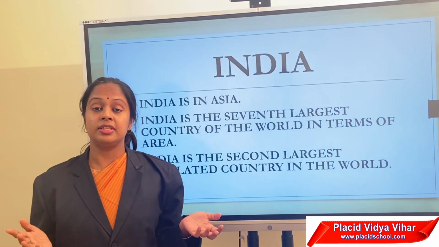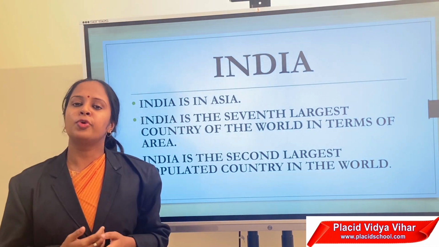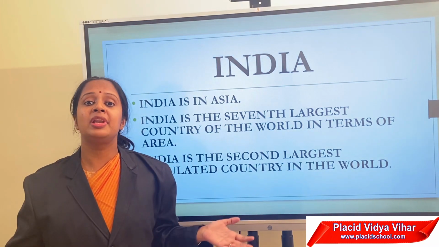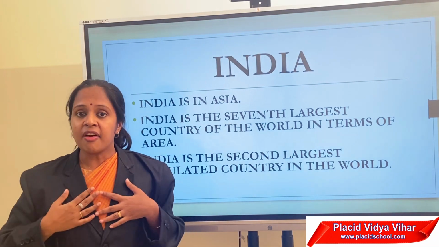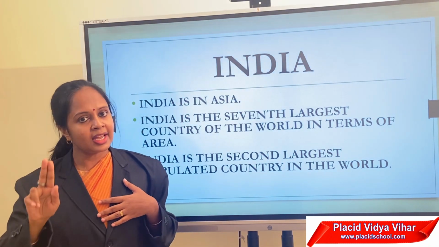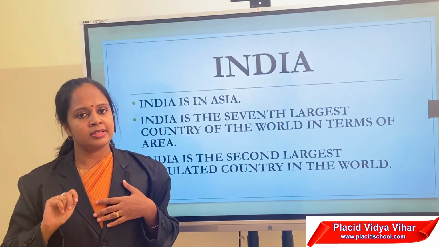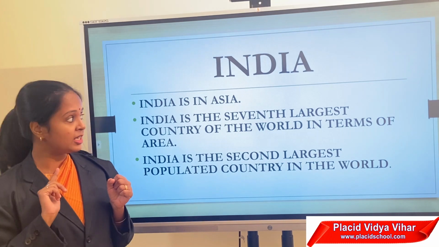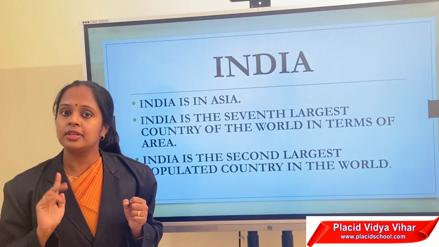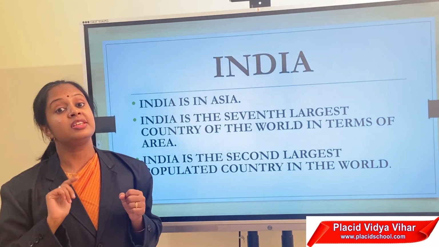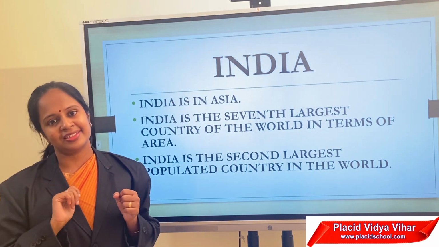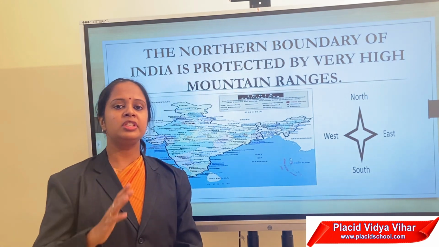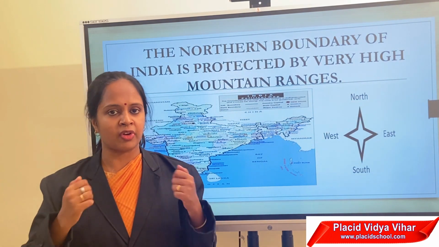India is the 2nd largest populated country in the world. China is the most populated country in the world. And our country, India, is the 2nd largest populated country in the world. So, India is a part of continent Asia, the 7th largest country and the 2nd most populated country in the world. So children, in this chapter, we are going to learn more about the features of our country.